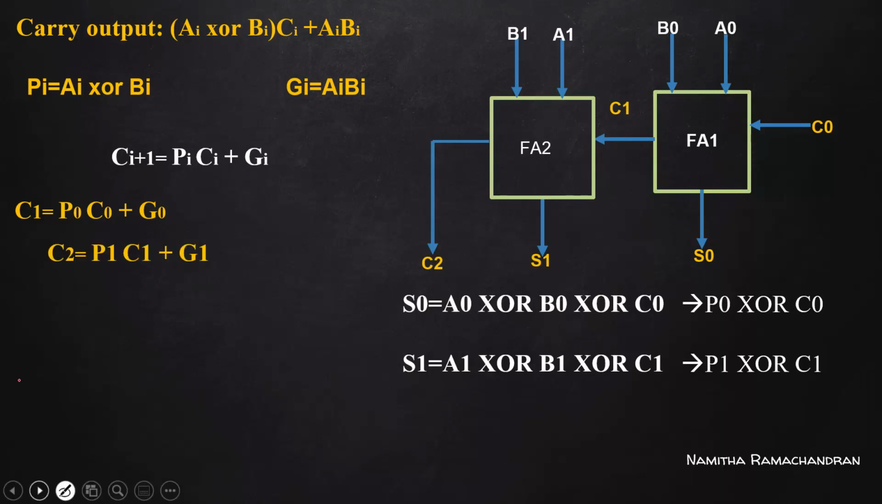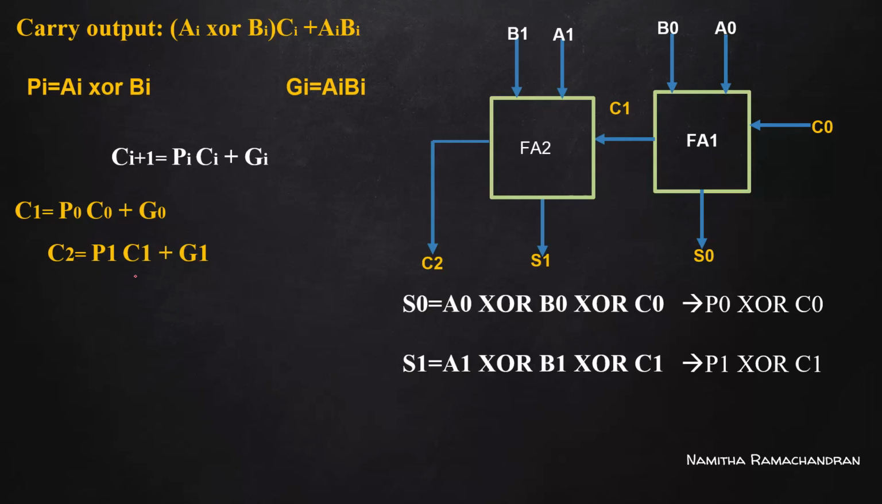So next, the expression for C2. C2 is based on this particular general expression for carry out. C2 is P1 AND C1, OR G1.